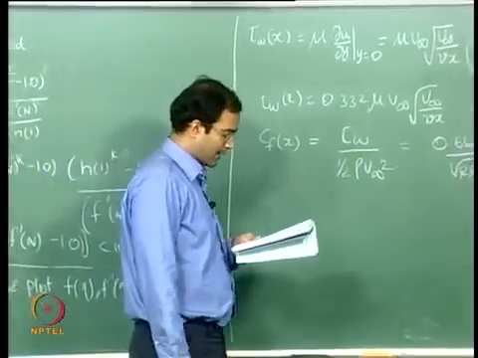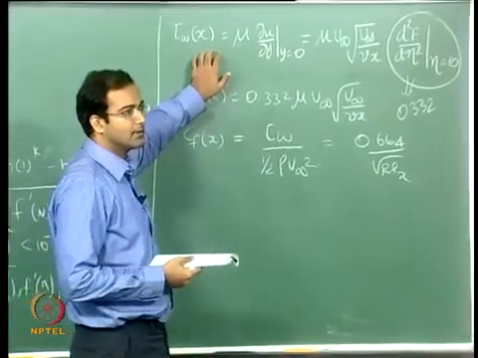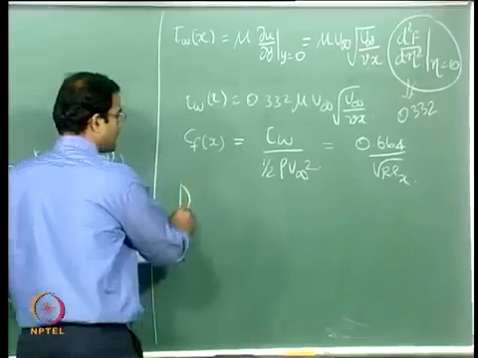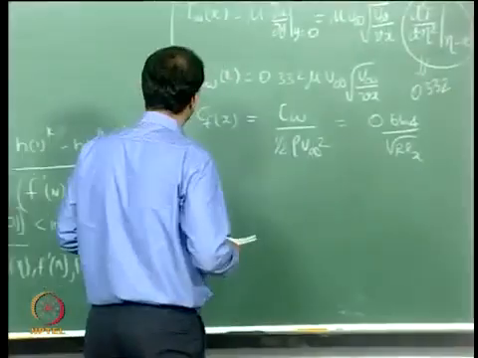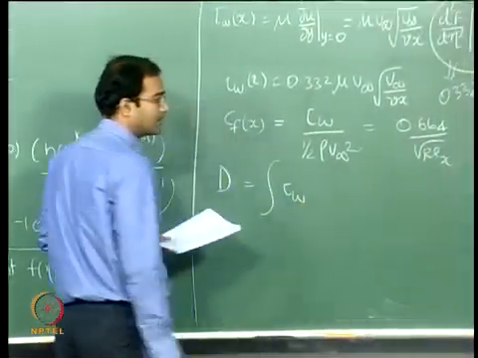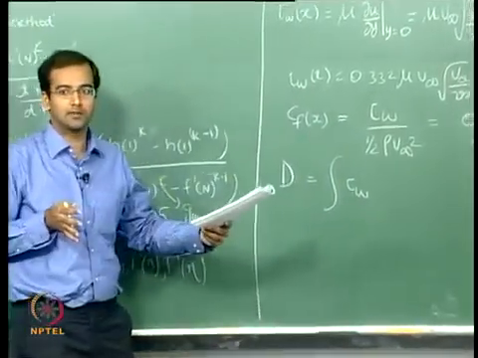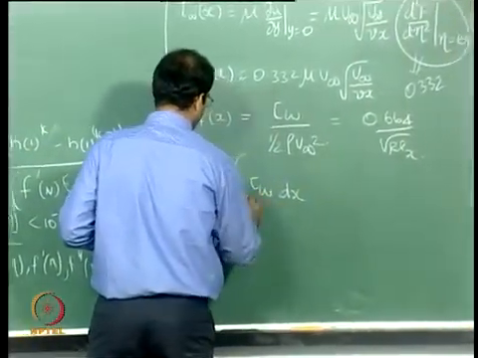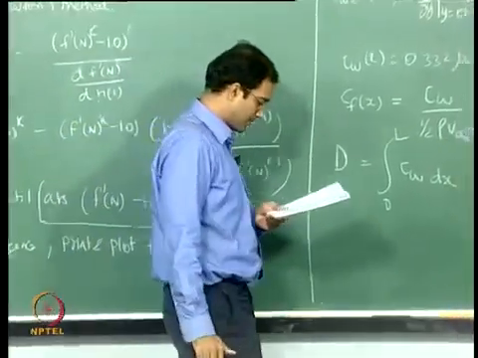And you can also now go ahead and calculate the drag force. Once you know the local shear stress, you can calculate the drag force, which is the total force acting on the plate. So how do we calculate the drag force? You are right, you have to integrate it locally over the surface area. Here of course we are assuming unit width in the third direction. So this is tau dx from 0 to L. This will give me the total drag force on the plate.